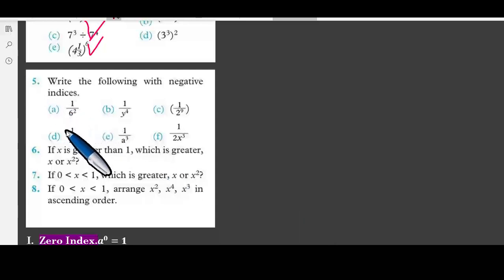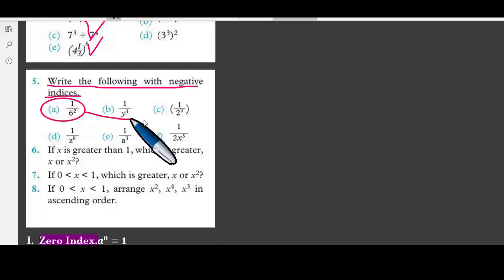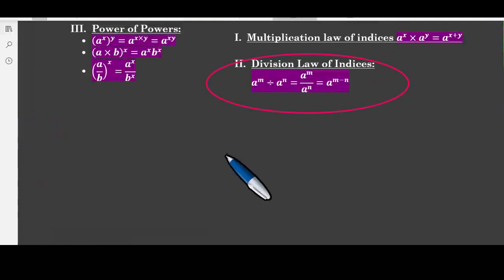Here we are asked to write with negative indices. Write the following with negative indices. Now let's start with this one. We are going to write with negative indices. In writing these with negative indices, we simply apply the law we saw previously.